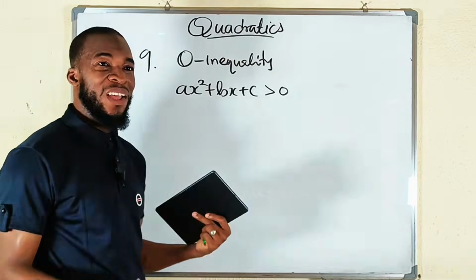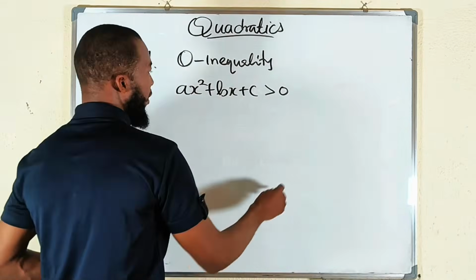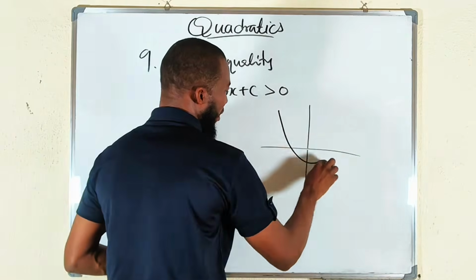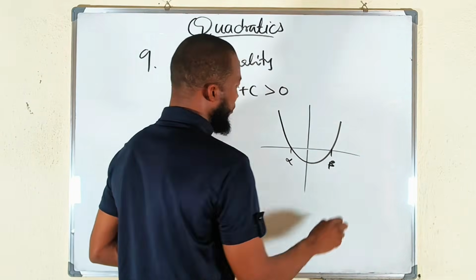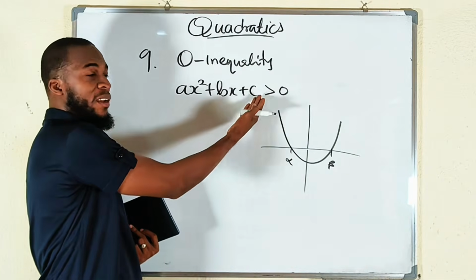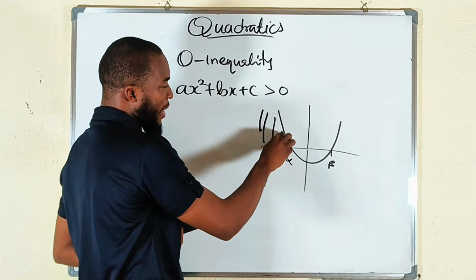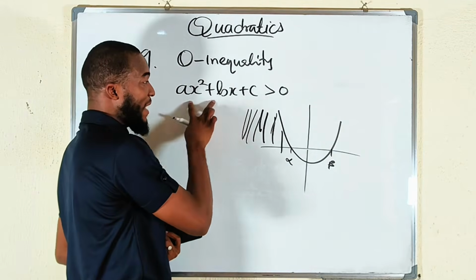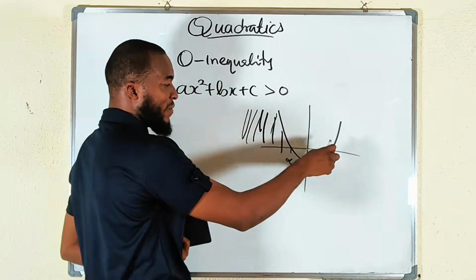In this situation, you don't get two values, rather an interval. Take for instance, if you have a quadratic like this, the graph of the quadratic. These are the roots, alpha, beta. And it is stated that it is greater than 0. So where it is greater than 0, you can see this is where y is greater than 0, because we are talking about values of y. This entire expression is a value of y, remember.